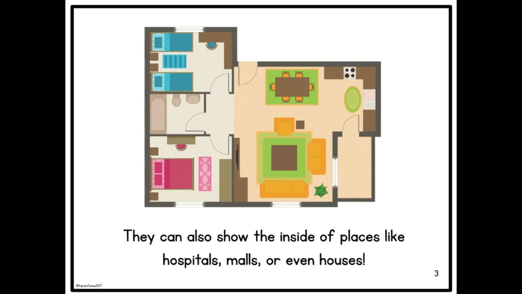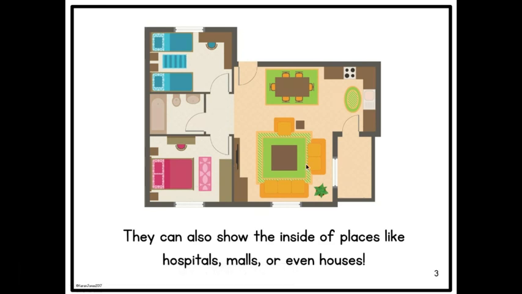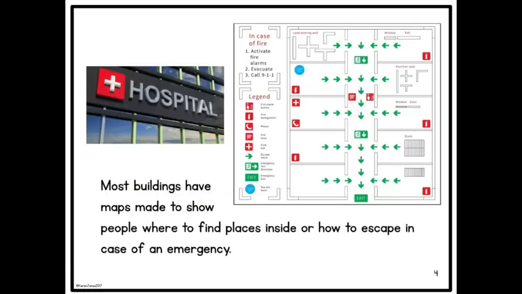And we kind of talked about this the last time that we saw a map similar to this that had the beds, the tables, the couches, and this is a map of someone's house. Most buildings have maps made to show people where to find places inside or how to escape in case of an emergency. So this is a map, and it says in case of fire, and it shows you where to go in case maybe there was a fire. So you would come out of this door, you go all the way down the big hallway, and you exit here.